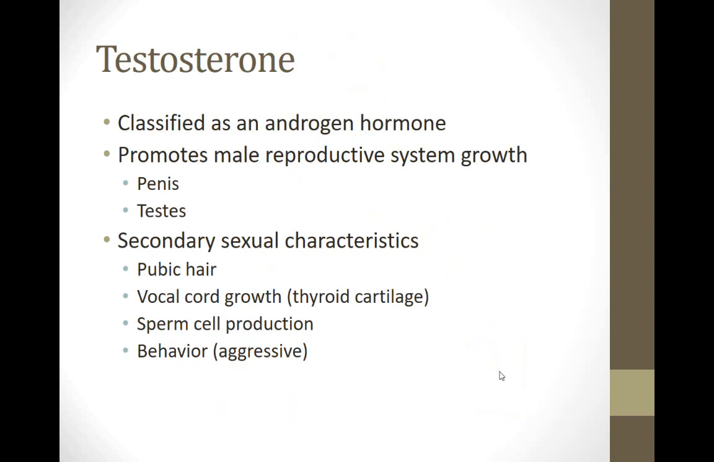Testosterone is classified as an androgen hormone, which is a growth hormone. It promotes male reproductive growth, such as the penis and the testes during the puberty years, as well as secondary sex characteristics, such as pubic hair, vocal cord growth, the Adam's apple or the thyroid cartilage, sperm cell production, and aggressive behavior. And so testosterone obviously peaks when a male is going through their puberty years, and promotes all of the following that you see here.